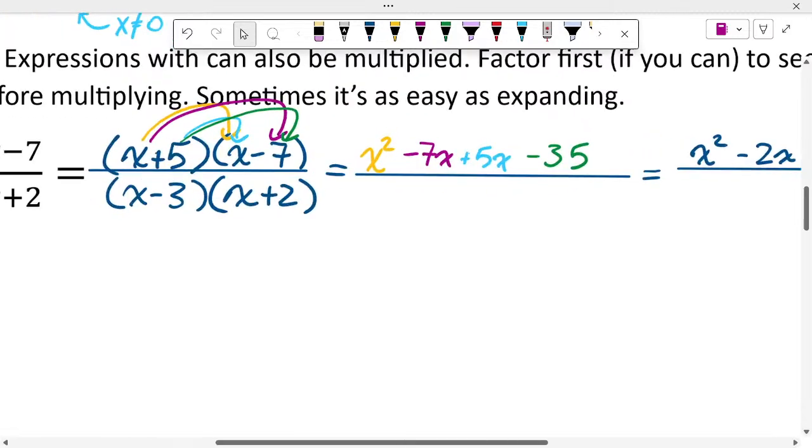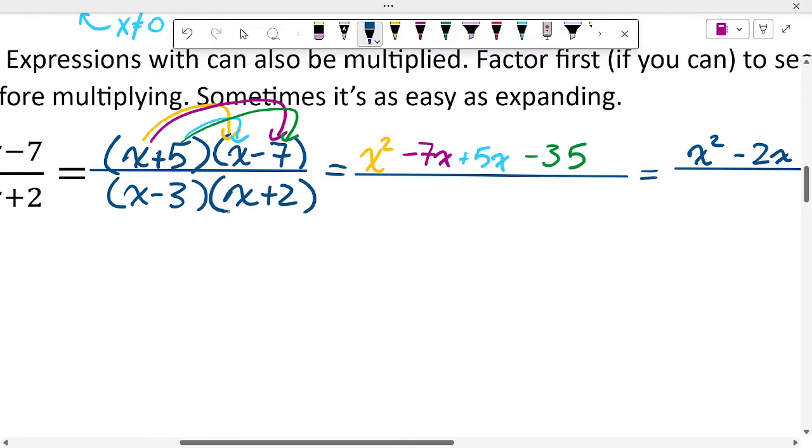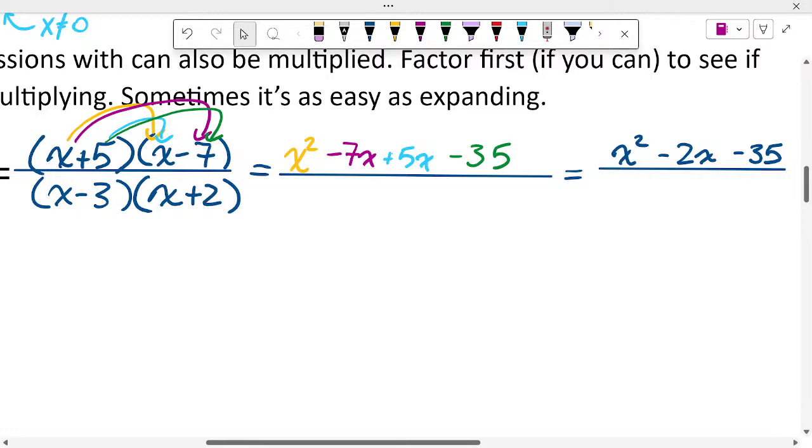But I do want you to start noticing that this is a binomial. We know how binomial expansion works. How did we get this negative 35 from this? Because we did 5 times negative 7. You multiplied those two numbers. So how will you get the last number for this one? What will it be? The product. Negative 6. You'll multiply these.